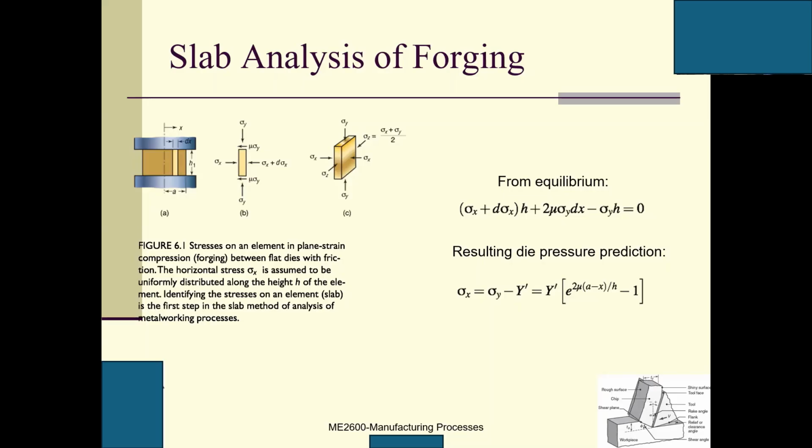multiplied by dx in this direction, and then multiplied by the thickness. Dx multiplied by thickness is the area on the top. The stress multiplied by the area on top is the force, and the same thing for the other side. Then we have this equal to 0. Going further, we can get sigma x equals sigma y minus y prime, where y prime is the yield strength, multiplied by this. This is the analytical solution, okay?